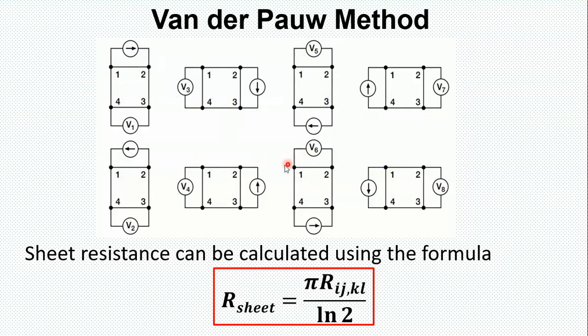If you find all these combinations, then you can find the sheet resistance using the formula R sheet equal to pi R ijkl divided by ln2. Here R ijkl you can find from the 8 different measurements. Then if you average them, you will find the final R, and from there you can calculate the sheet resistance.